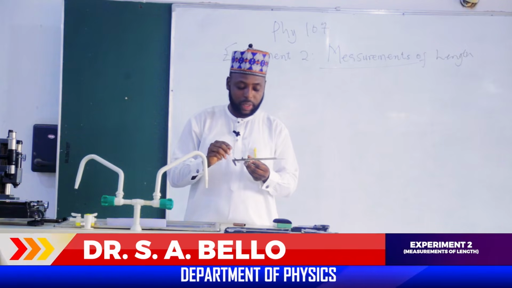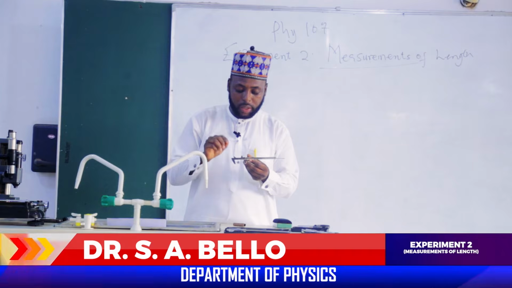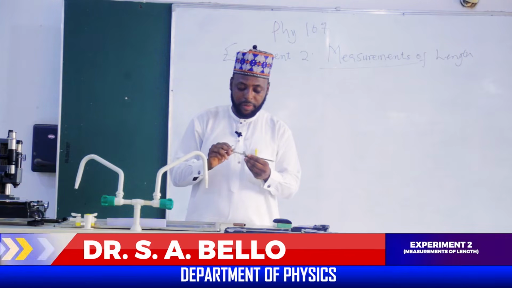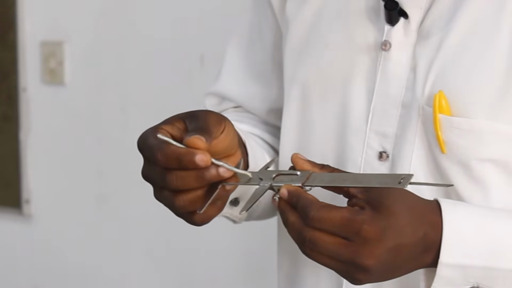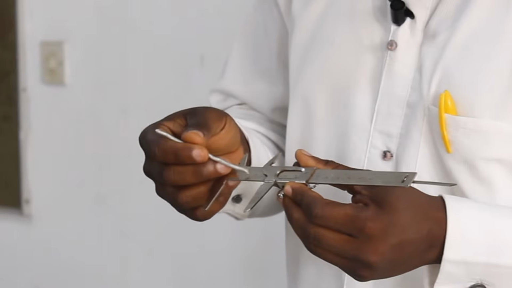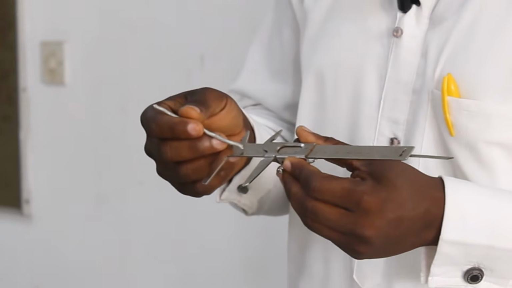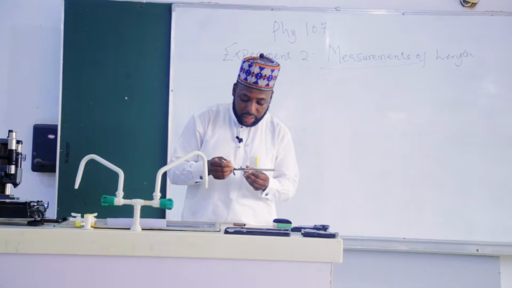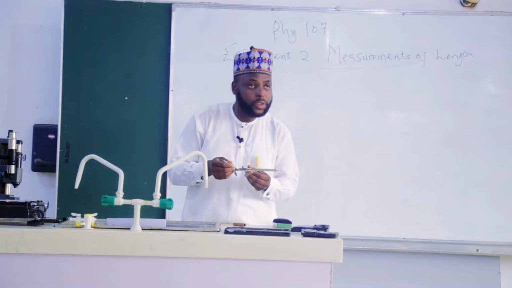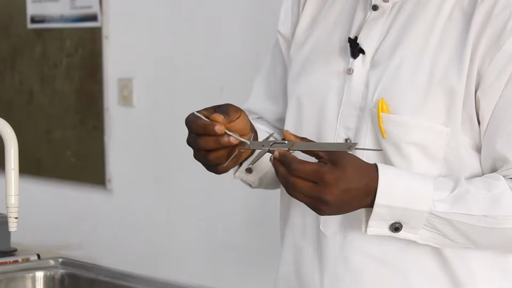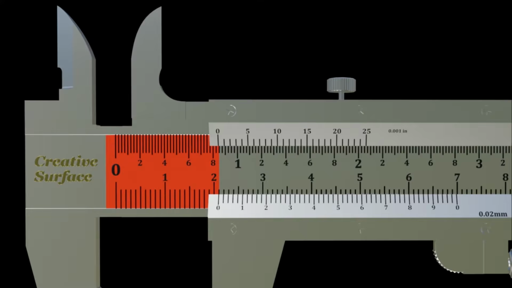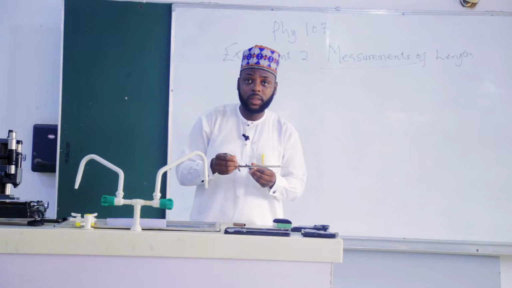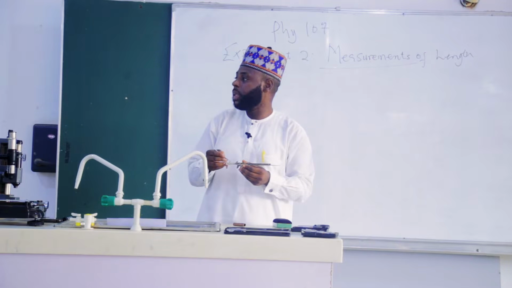Now, we need to know the least count of this instrument. The least count represents the least or the smallest value that this vernier caliper can measure. So looking at the main scale, we can see that we have 10 markings between 0 and 1, which means that each line or marking is 0.1. 0.1 represents the least value that this instrument can measure. Knowing this, we can therefore determine the least count.